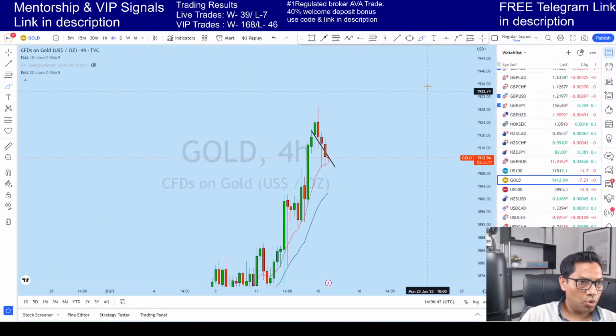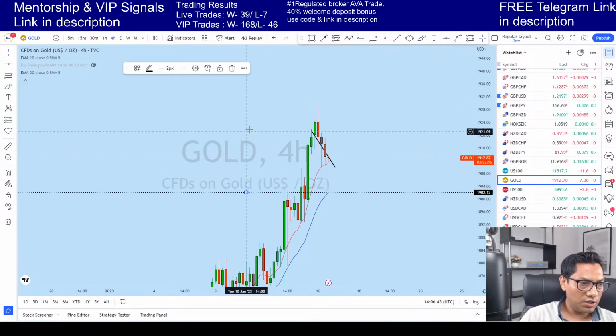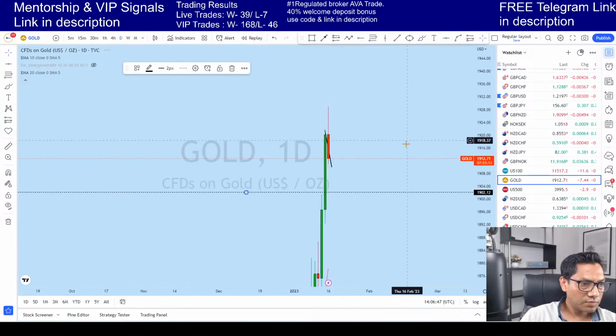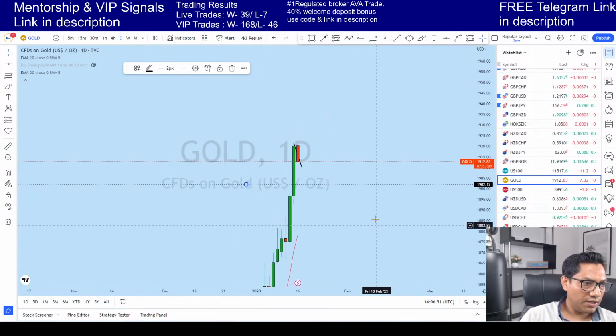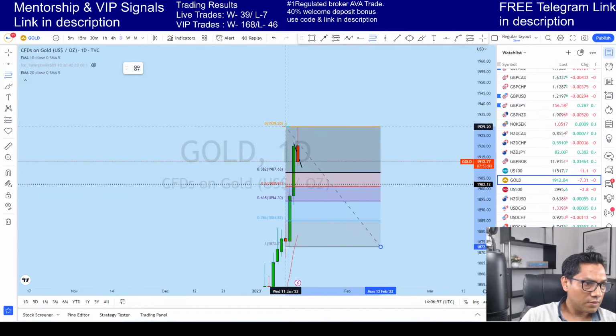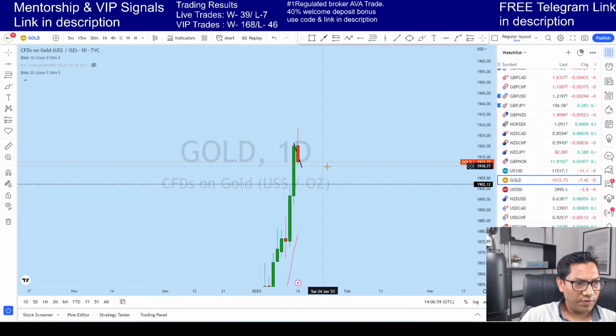Yeah, it could even drop to this 20 EMA for the short term. So that 20 EMA is around the 50% Fibonacci level.